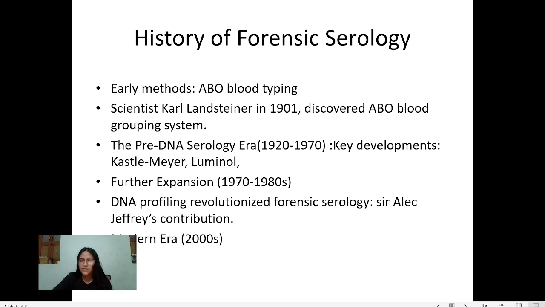Now in the 1900s to 1910s came the period of Karl Landsteiner, who discovered the ABO blood group system. This was a very good turning point in forensic serology. With this, human blood can be divided into blood types like A, B, AB, and O.